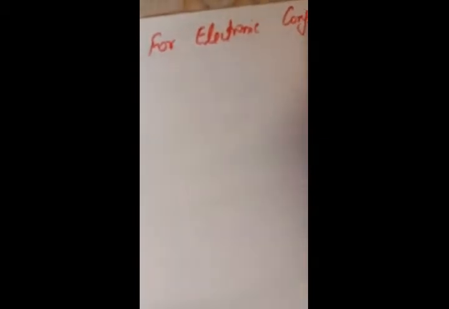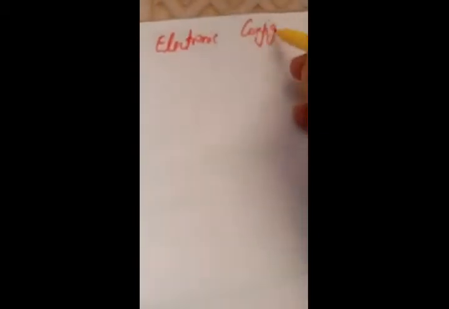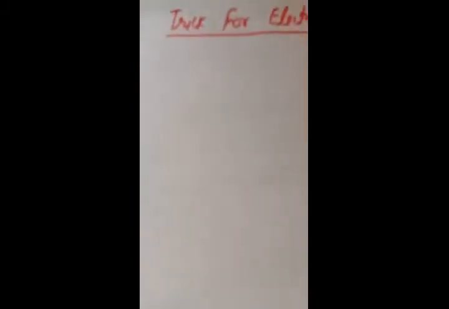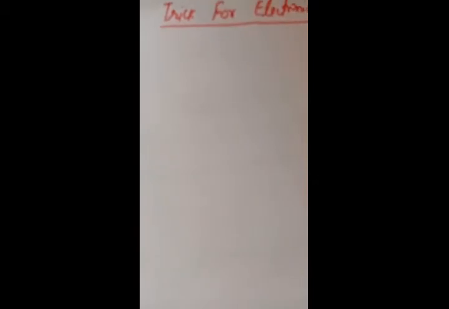Now we'll start with one trick which will be very easy for you for learning electronic configuration. Trick for electronic configuration. With this trick it will be very easy for you to learn electronic configuration. If you have confusion about which subshell you will fill first and which one later on, then it will be very easy to learn with this trick.